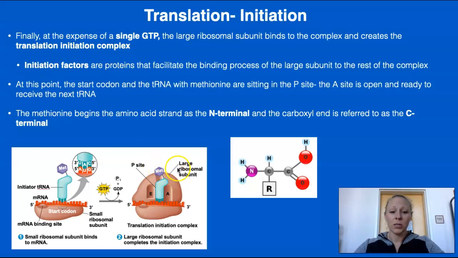And so at this point, the start codon, AUG, and the tRNA that has methionine in it right here are sitting in the P site. The A site is open, it's ready to take on more tRNAs, and it's ready to begin elongation. And the amino acid sequence is going to start. The first thing is going to be the N-terminal. And so this will be the very beginning of the protein. And then the C is going to be where the next amino acid is attached on.